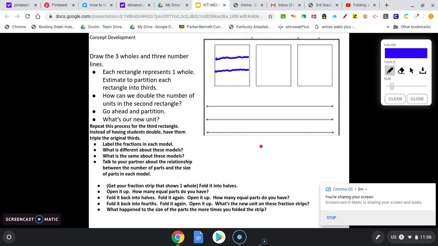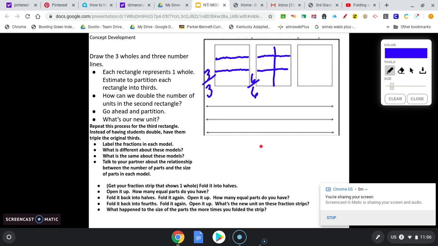Now, let's double the number of units in the second. So if we have 3 and we double 3, that makes 6. So I'm going to do it just like this. So now I have 6 equal parts. I know my parts aren't very equal, but I'm trying my best. So what's our new unit? It is now 6. So right here we have 3/3. Now we have 6/6.